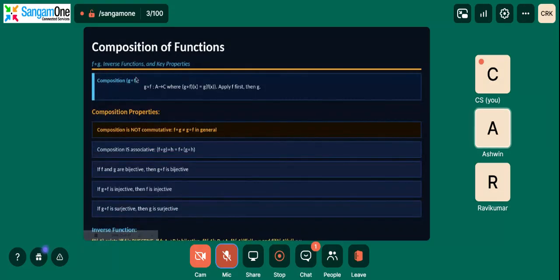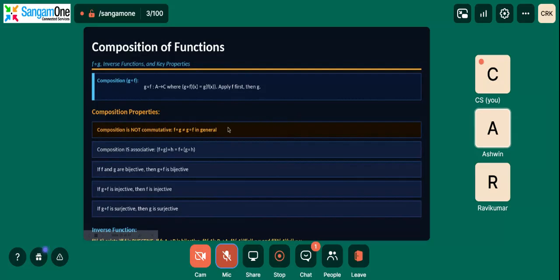This is the composition of functions: (g∘f)(x) is equal to g of f of x. Apply f first, then go to the g function. Composition properties. This is the theory part, all are theory part.